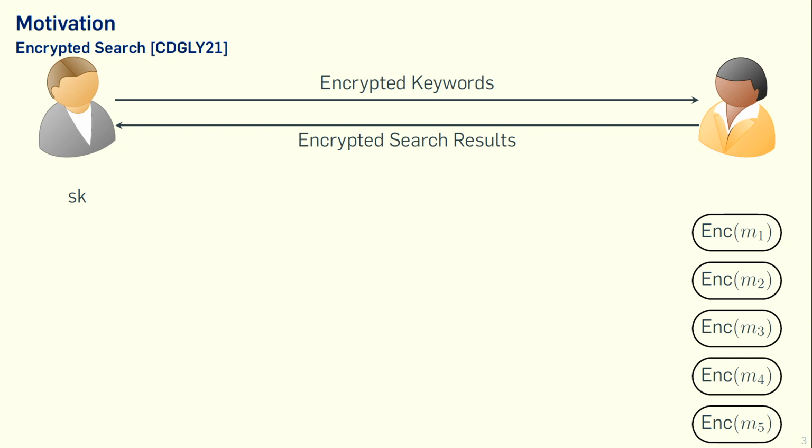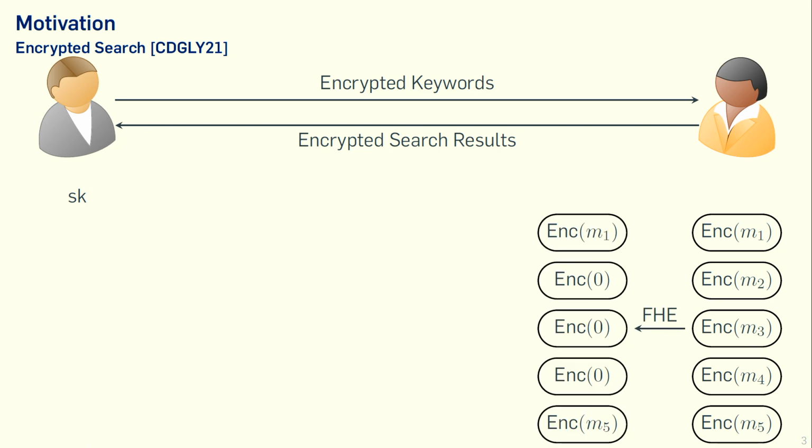For example, in the paper by Choi, Dachman-Soled, Gordon, Liu, and Yerukhimovich, Alice has a large database of values encrypted under a secret key that is only known to Bob. Now, Bob sends encrypted search terms to Alice, and Alice wants to give the results for this search query. These encrypted values are encrypted under a homomorphic encryption scheme, in this particular application a fully homomorphic encryption scheme.